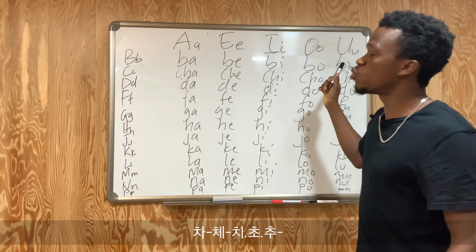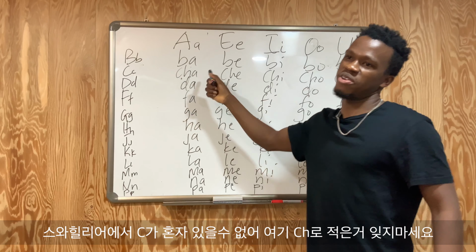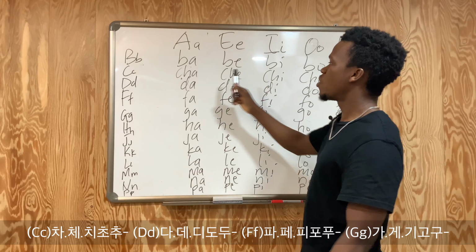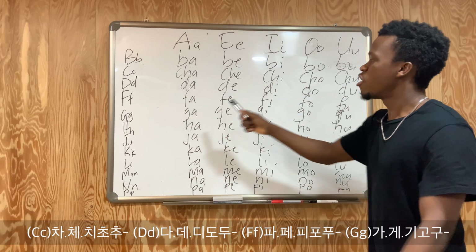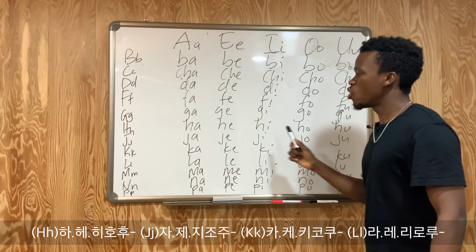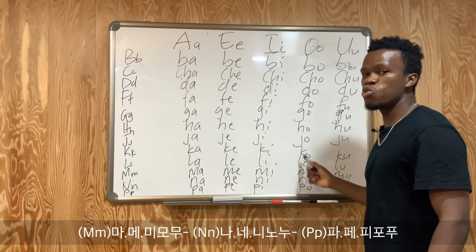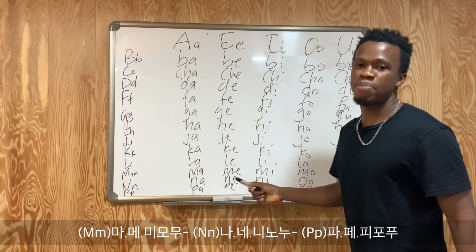Cha, che, chi, cho, chu. Remember this is CH because C cannot stand alone in Swahili; you must add H. So cha, che, chi, cho, chu. Da, de, di, do, du. Fa, fe, fi, fo, fu. Ga, ge, gi, go, gu. Ha, he, hi, ho, hu. Ja, je, ji, jo, ju. Ka, ke, ki, ko, ku. La, le, li, lo, lu. Ma, me, mi, mo, mu. Na, ne, ni, no, nu. Pa, pe, pi, po, pu.